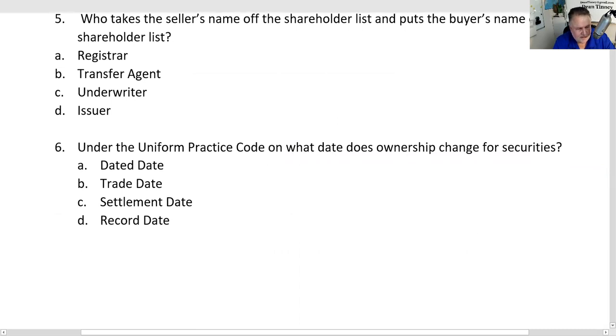Now be careful. Those settlement dates are different for different securities. For corporates and munis, the settlement date is T+2. And for options and govies, it's T+1. I had a guy the other day on debrief. He didn't get anything on settlement, which surprised me. I mean, I usually at least get one or two of those.